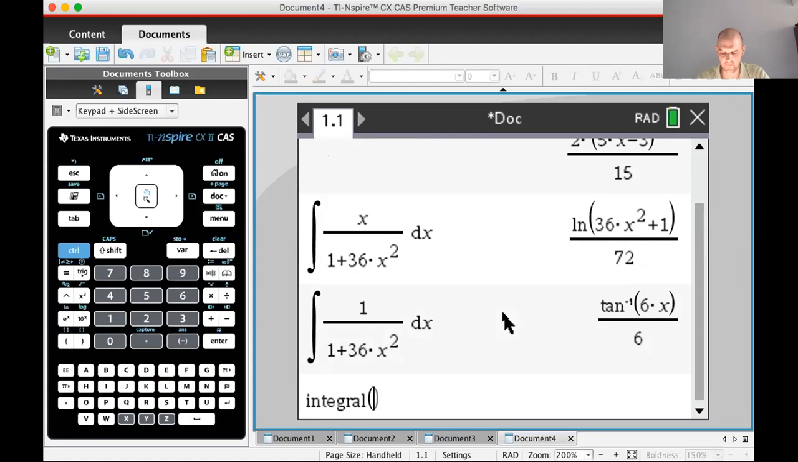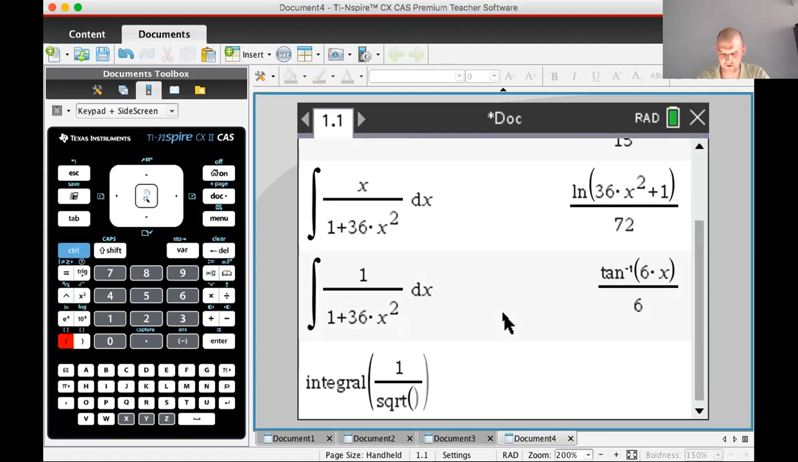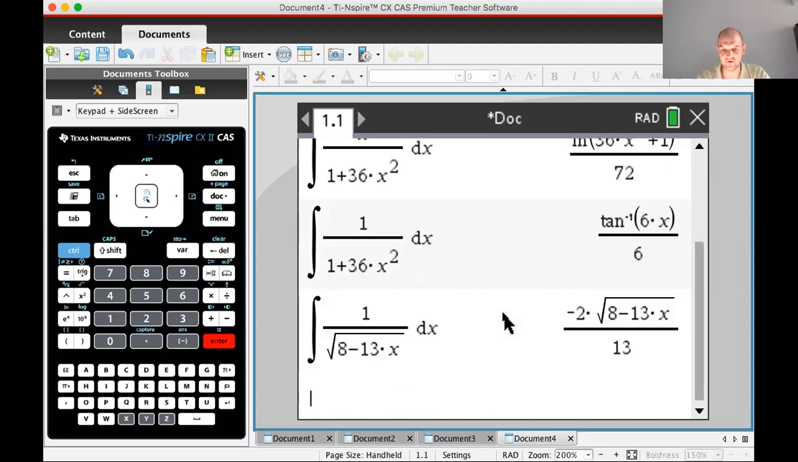Integral of 1 over the square root of, I feel like my laptop really doesn't appreciate getting blasted by the sun here. X negative 2 over 13, and then radical 8 minus 13x. Got it.